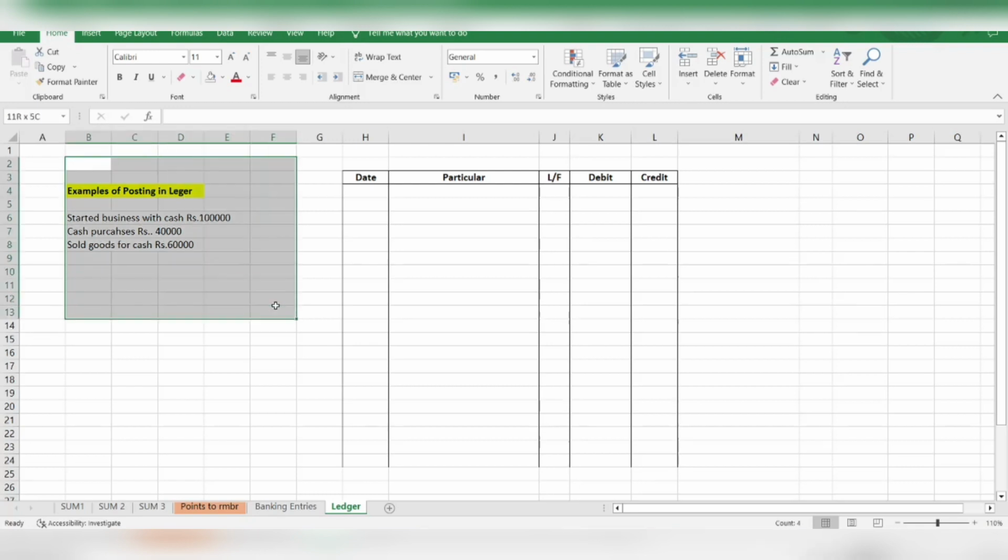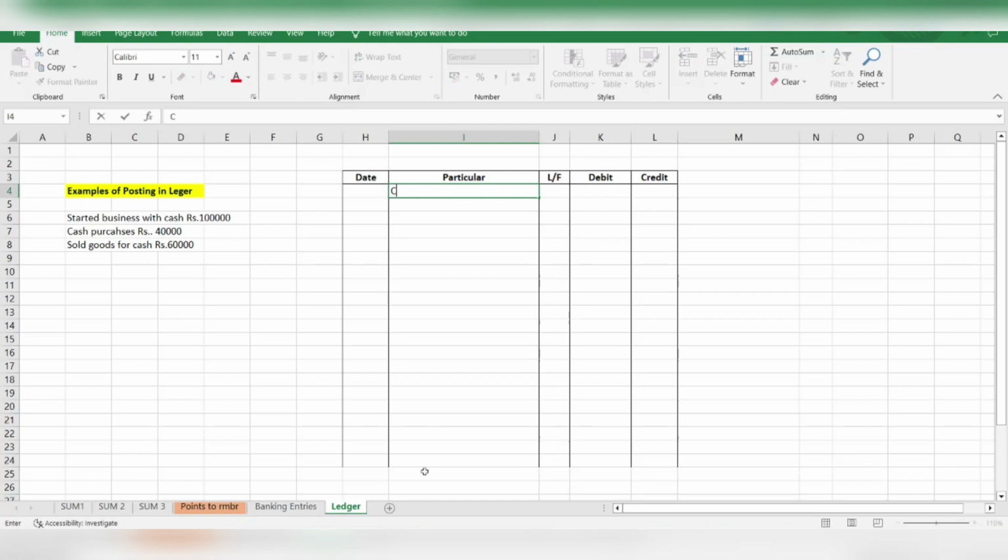Here are a few examples which we will be recording in our journal and then posting in our ledger. Today we will just learn about how to post in the ledger. In our next video we will be studying about balancing the ledger. So the first entry we have is started business with cash rupees 1 lakh.